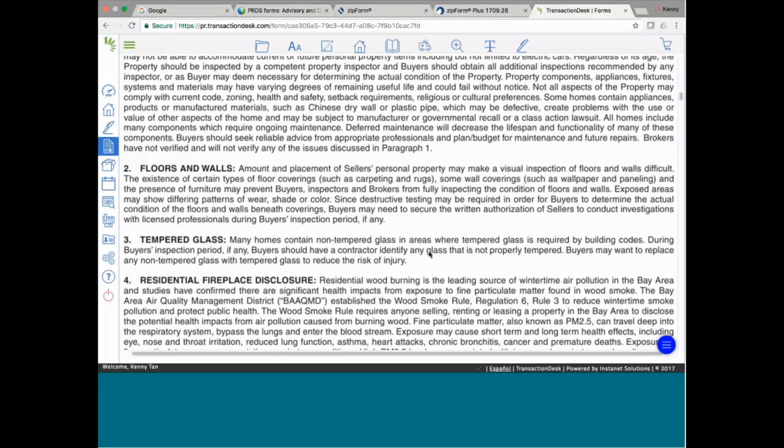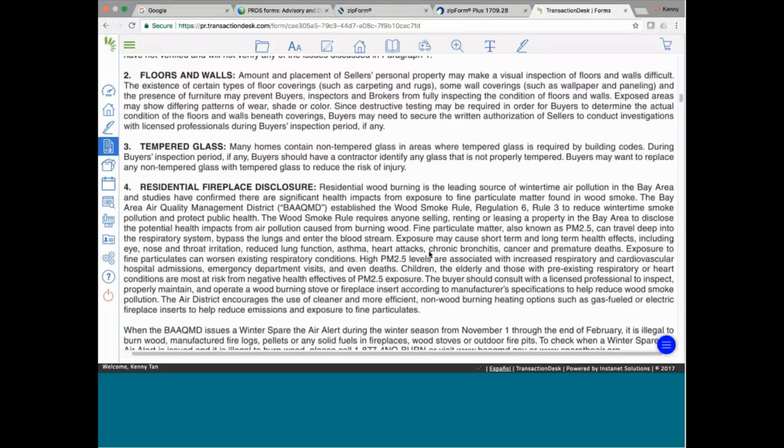Okay. All right, let's talk about this number 4 here. See, this PRDS form is very different from the standard form, the CAR advisory. It's got stuff that is not on the CAR advisory. We don't see this stuff on the CAR advisory. Residential fireplace disclosure. Residential wood burning is the leading source of wintertime air pollution in the Bay Area, and studies have confirmed there are significant health effects from exposure to fine particulate matter found in wood smoke.